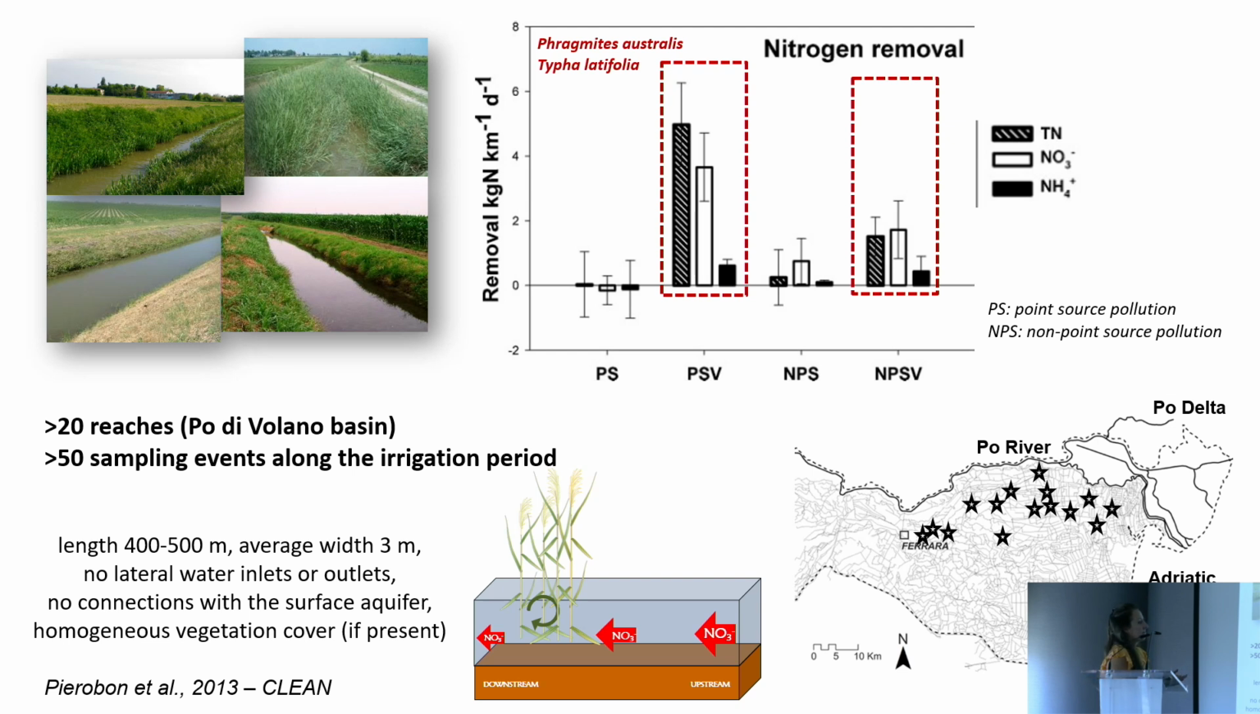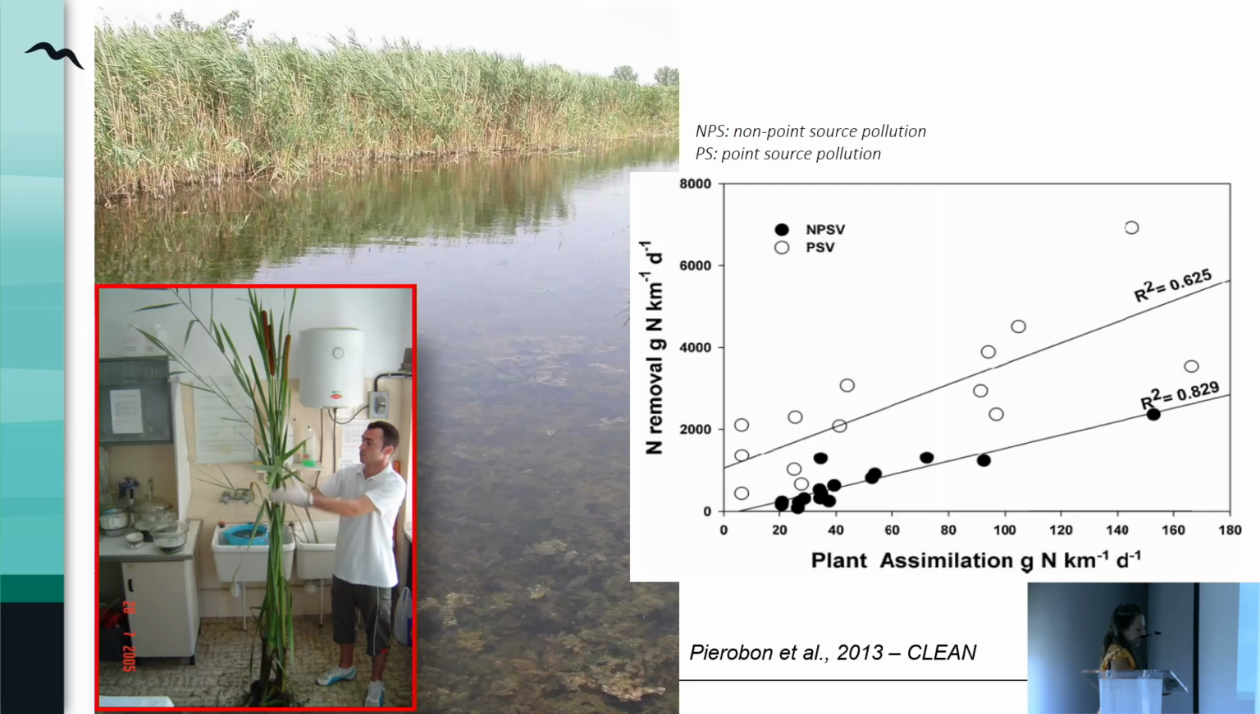And the difference in capacity is about one order of magnitude. But what are the processes that underlie this nitrogen removal capacity? First of all, we tried to quantify the direct effect of vegetation in uptaking and storing nitrogen. But we found out that the nitrogen stored in vegetation biomass is less than 5% of the total nitrate removed in a canal.